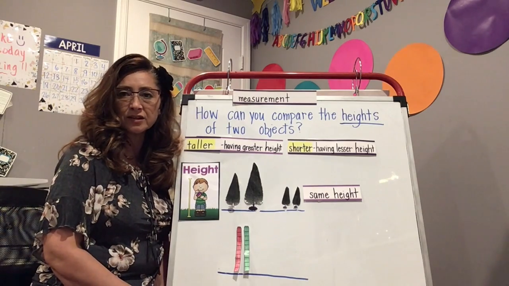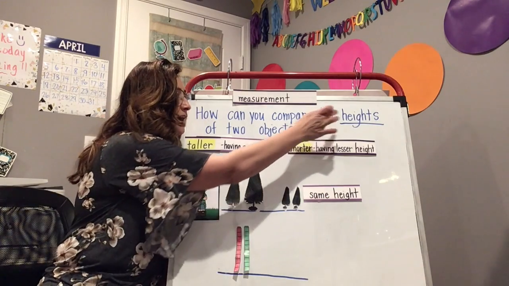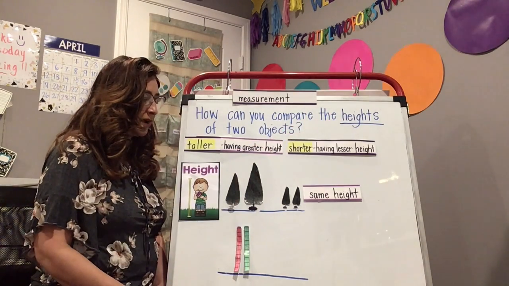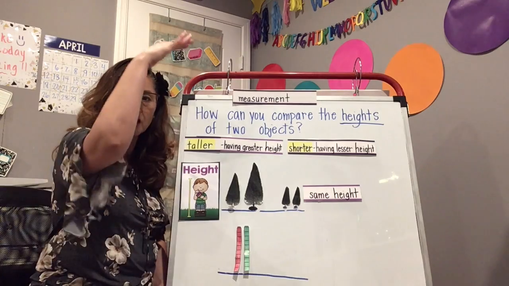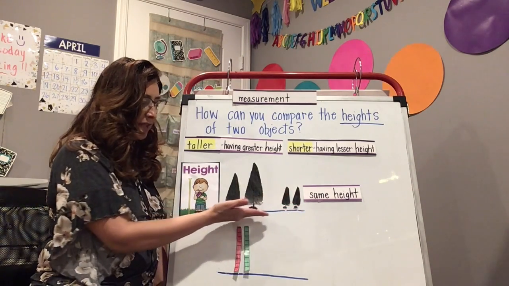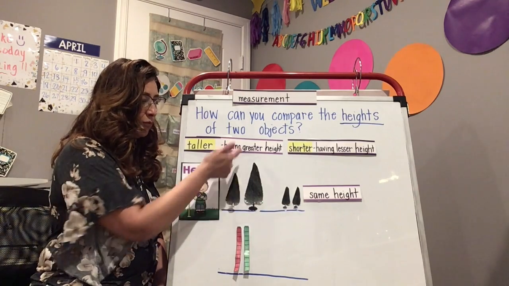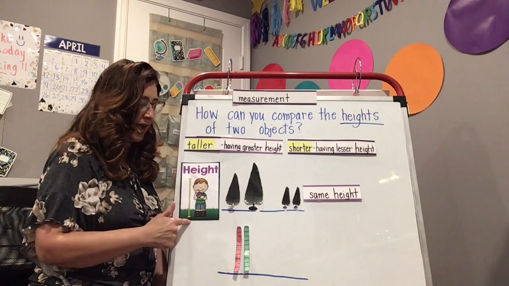Very good, boys and girls. So remember, today we learned how to compare heights. And when we compare heights, we want to know how tall or how short something is. And we need to draw a line at the bottom to line up the objects, so that we can see the height of the object.